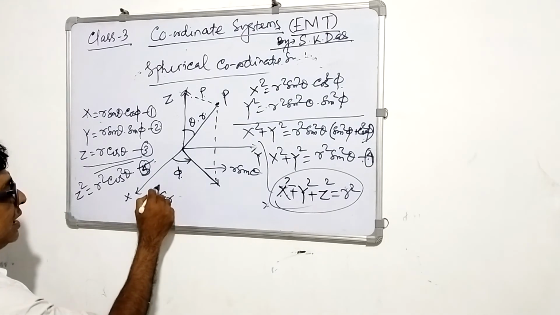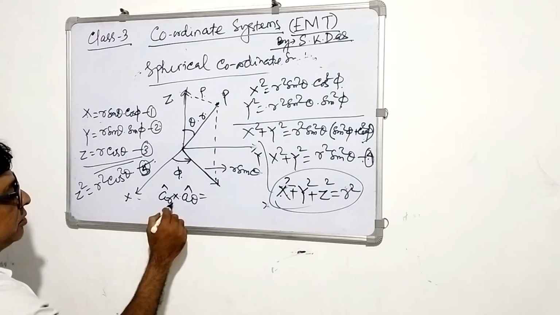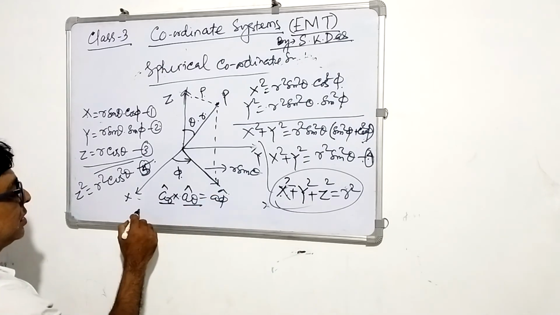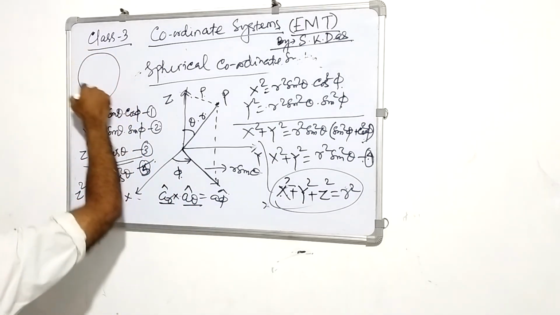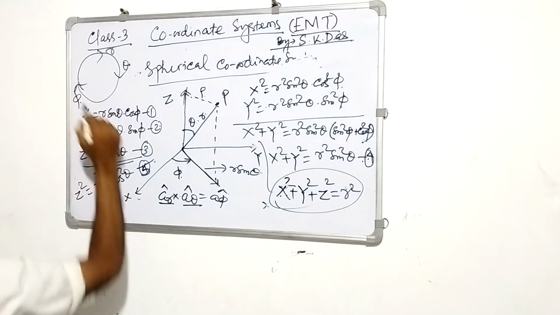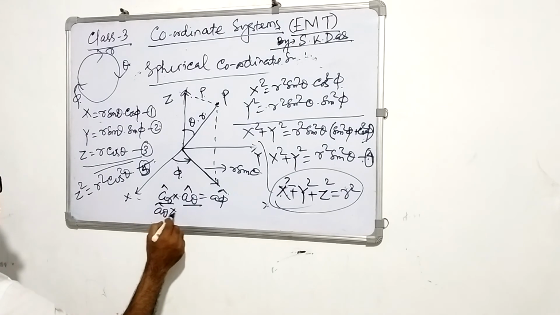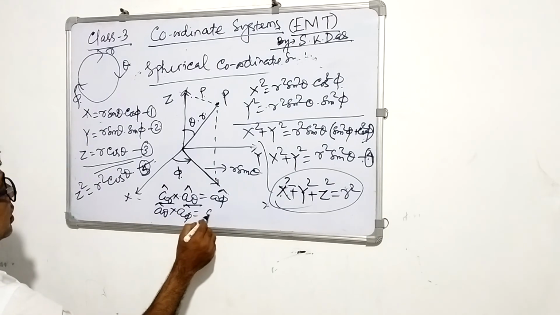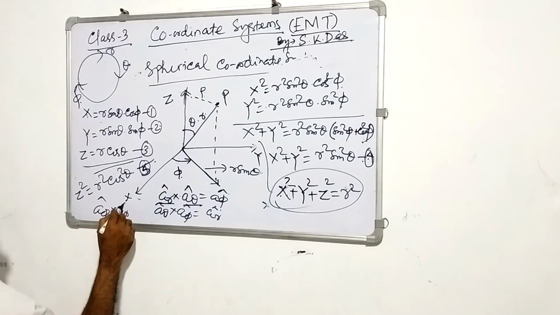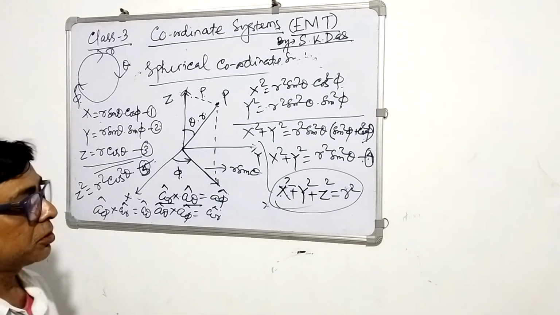And similarly, we can get the transformation of the unit vectors. You take this one: this one is R, this one is theta, this one is phi. So a_r cross a_theta is a_phi. Similarly, a_theta cross a_phi is equal to a_r. a_phi cross a_r is equal to a_theta. If we change the sequence, it definitely comes out negative.